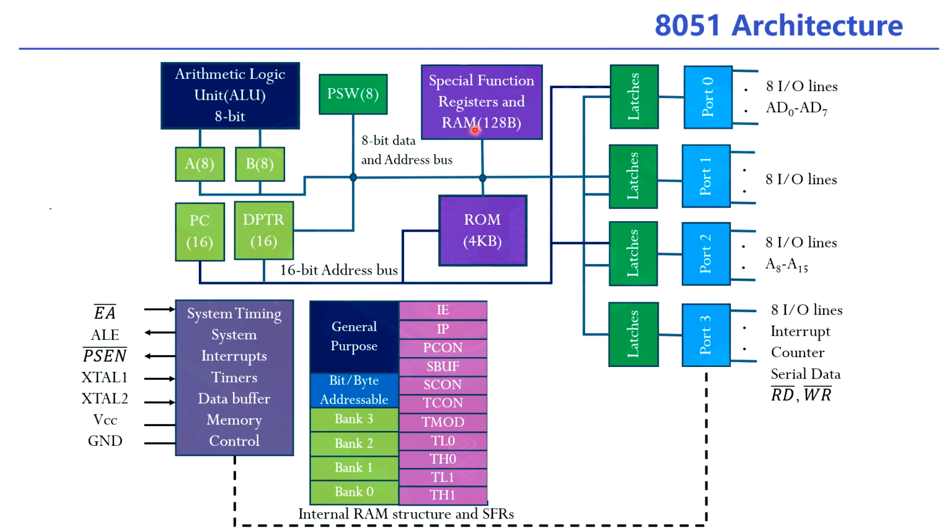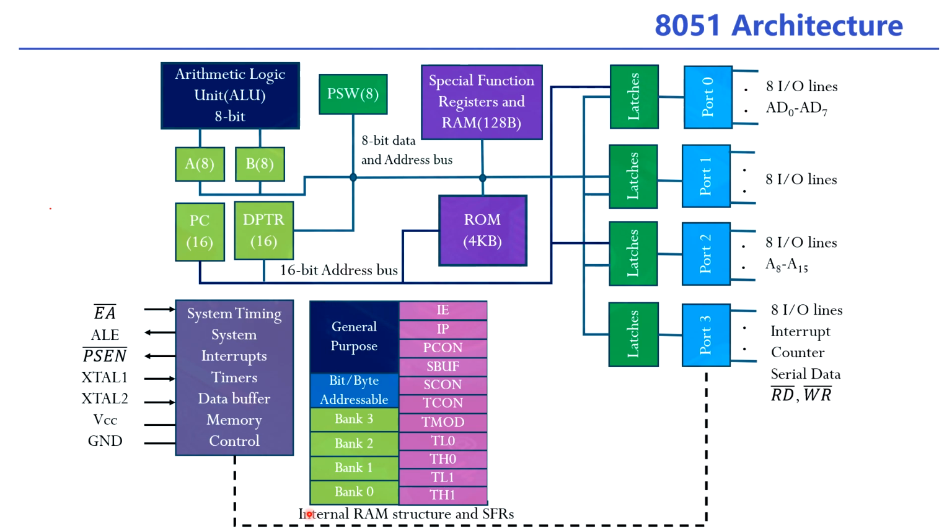In the expanded view, you can see the internal RAM is divided into three groups. The first group is register banks. The second group is the bit or byte addressable locations. And the third group is the general purpose RAM area. These are from 00H to 7FH in hexadecimal.